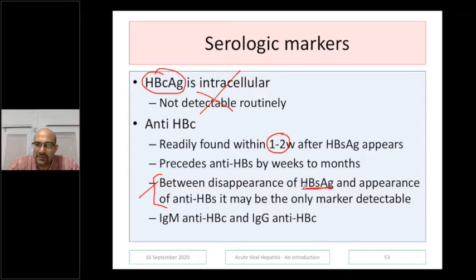That is when HBs antigen has gone and anti-HBs antibodies have not yet come. So in this period, the only marker that you will find will be anti-hepatitis B core antibodies. They could be of IgM type in the acute phase and IgG type in the later phases.